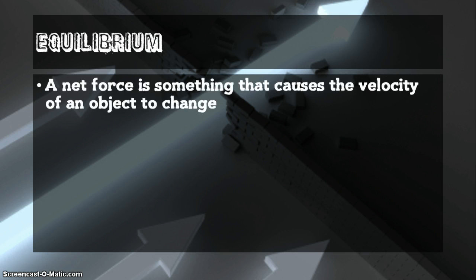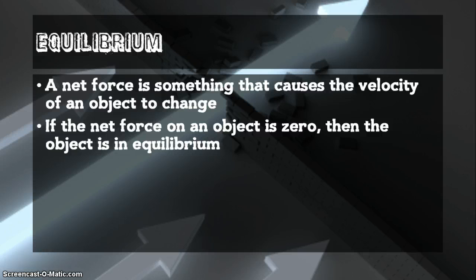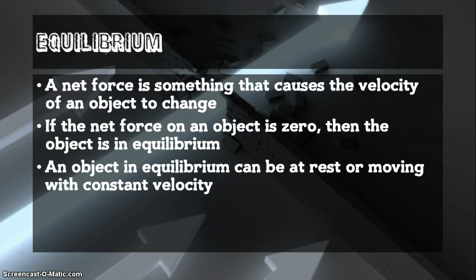When something is in equilibrium, that's when it's not accelerating. It's either at rest or moving at constant velocity. And net force is something that causes the velocity of an object to change. So if that net force is zero, that's when we say the object is in equilibrium.